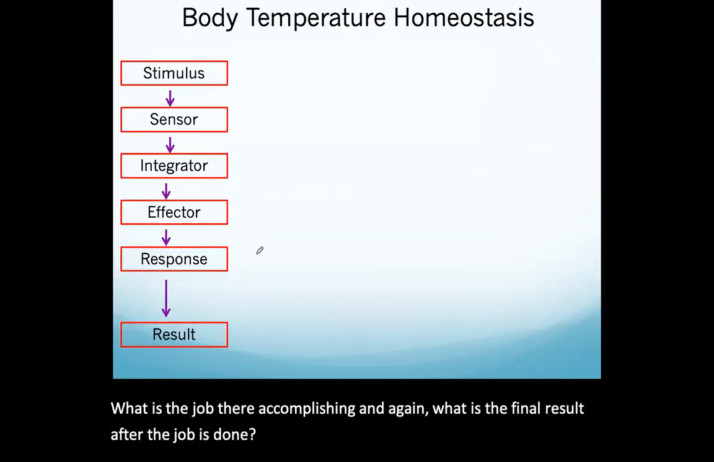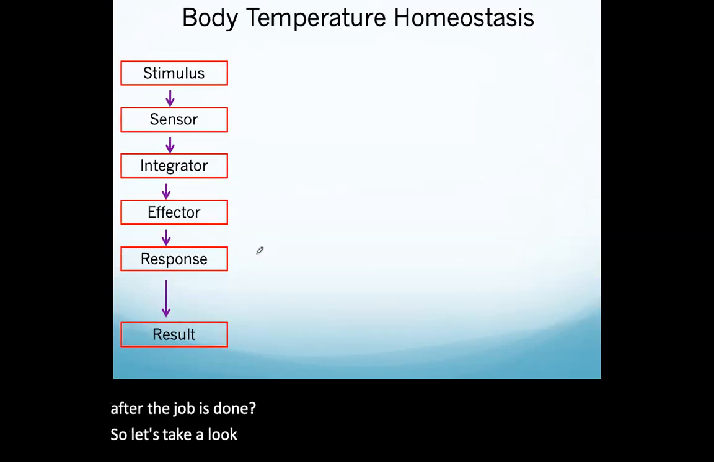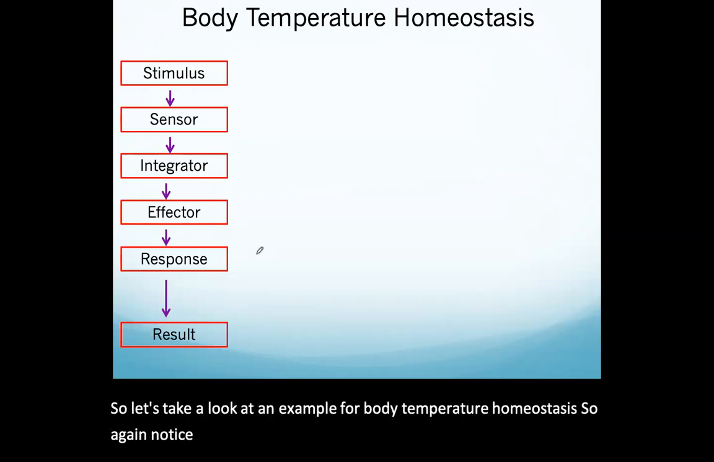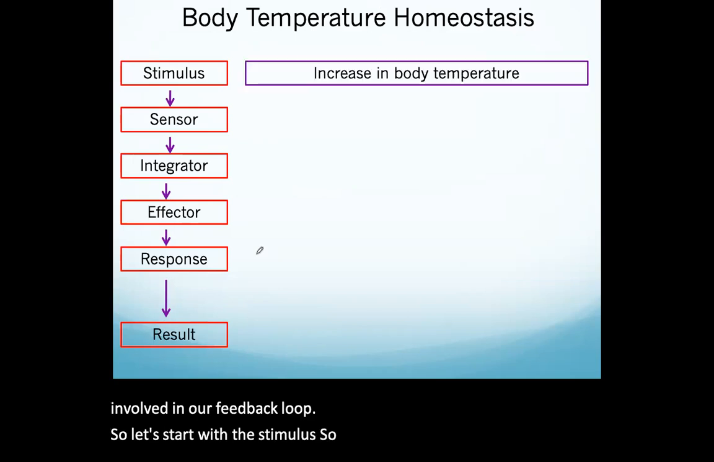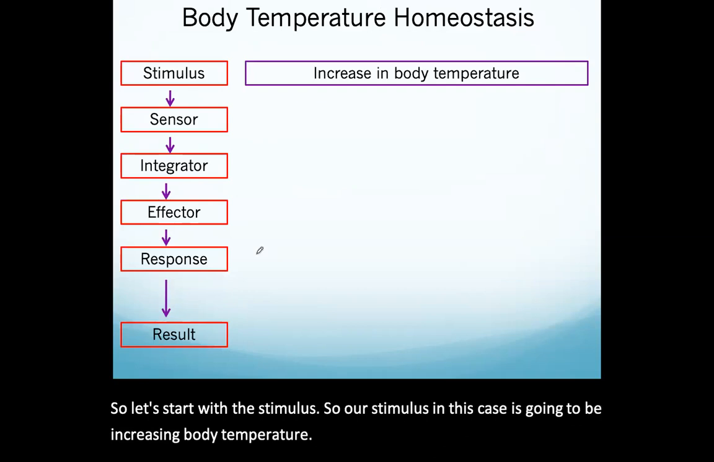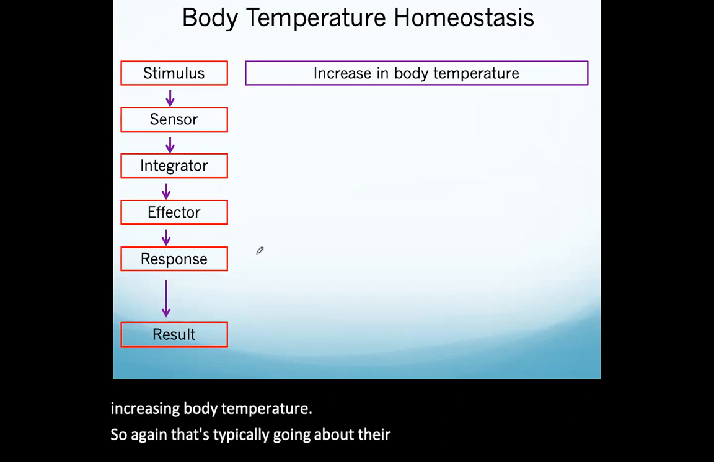So let's take a look at an example for body temperature homeostasis. Notice I've already written down for you the steps that are involved in our feedback loop. So let's start with the stimulus. Our stimulus in this case is going to be an increase in body temperature, typically going above 37 degrees centigrade or 98.6 degrees Fahrenheit.